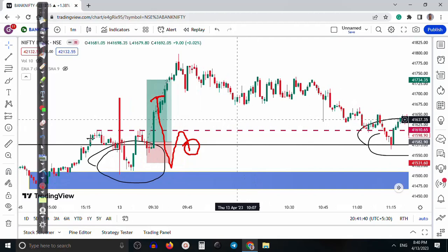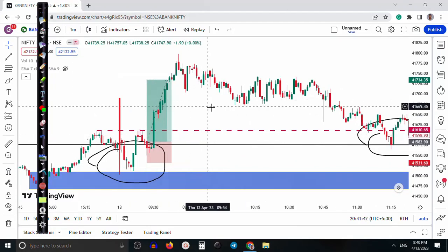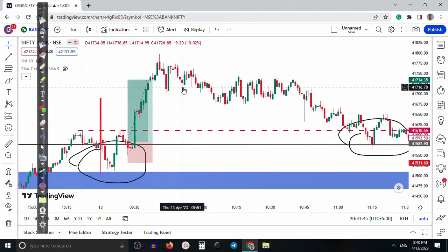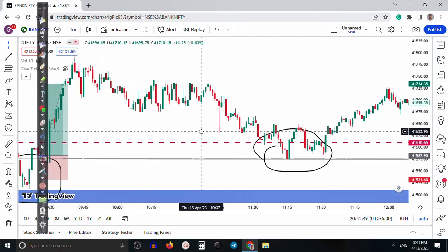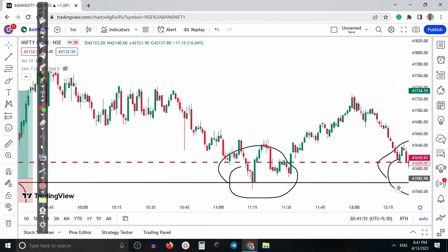So price dropped like that. Here you can see price running toward the downside, but I didn't take any position. So finally, here you can see the price action. Price goes down, pulls back, goes down, pulls back, goes down, pulls back, goes down, and like that, and finally here.